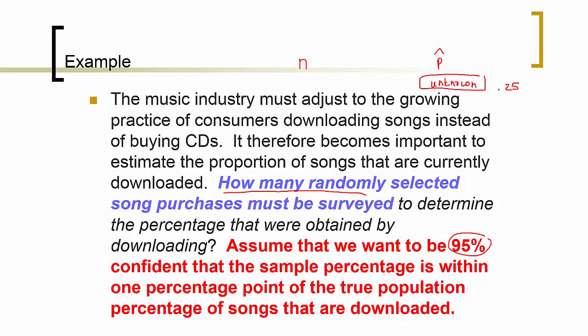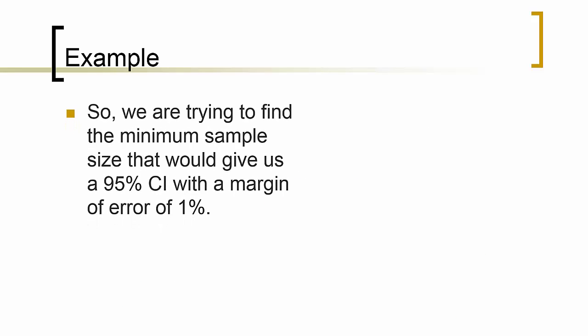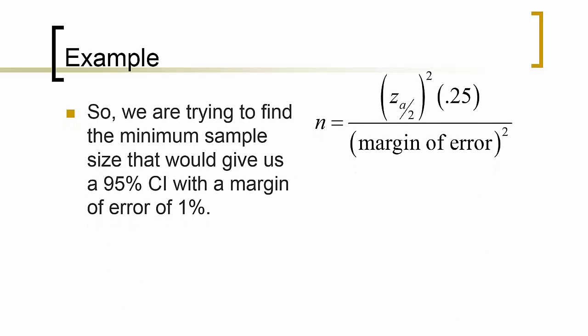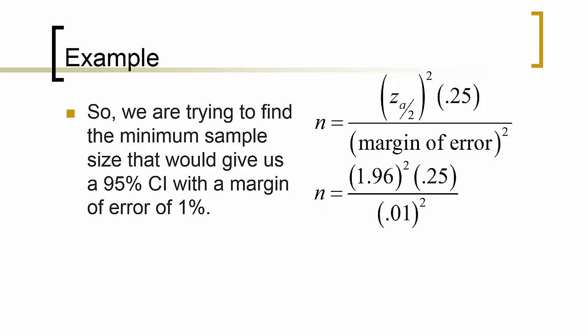Also, it says we want the sample percentage to be within 1 percentage point. So that's my margin of error. I want it to be within 1%, so we need to convert the margin of error to the decimal equivalent of 0.01. Let's go ahead and set up the N formula. I have critical value squared times 0.25 divided by margin of error squared, which is 1.96 squared times 0.25 divided by 0.01 squared. This N formula works out exactly to 9,604 that would be needed in our sample.